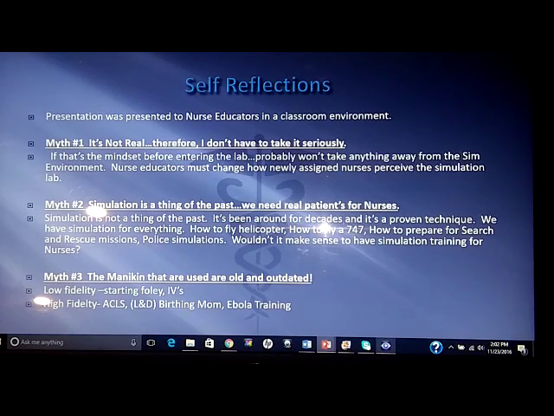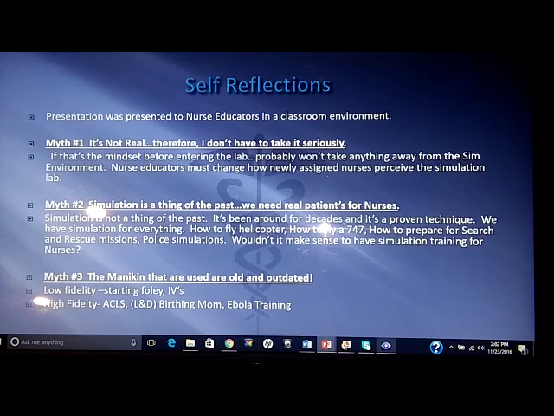As I did a self reflection, I wanted nurse educators to emphasize why simulation is important. Some of the myths that some of the students have: myth number one, simulation is not real, therefore I don't have to take the simulation environment seriously. Well, if that's the mindset that the student or the newly assigned nurse has before entering the lab, they probably won't take anything away from the simulation experience. So, our job as nurse educators is to change their perception of the simulation lab.